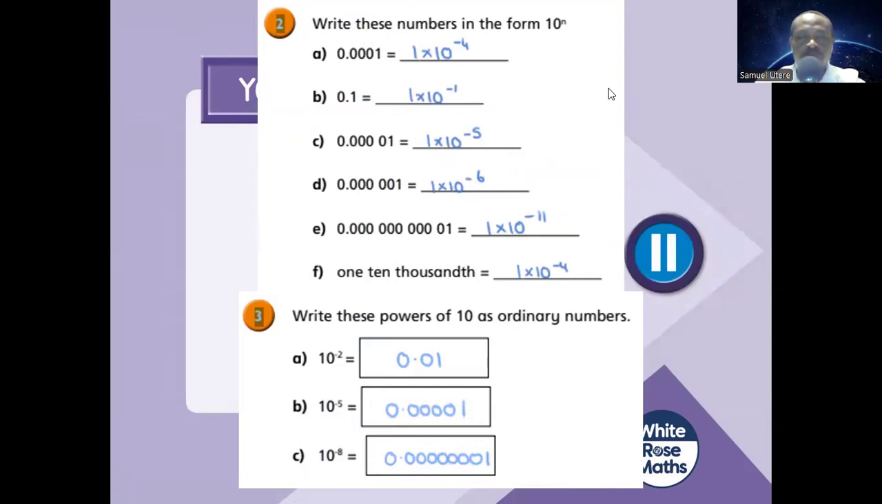Question 2, you have this. You were told to write these numbers in the form 10 to the power n, as negative powers of 10. So this is what you're going to get.